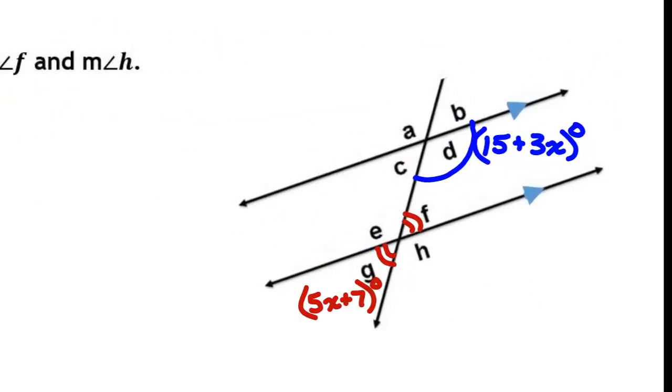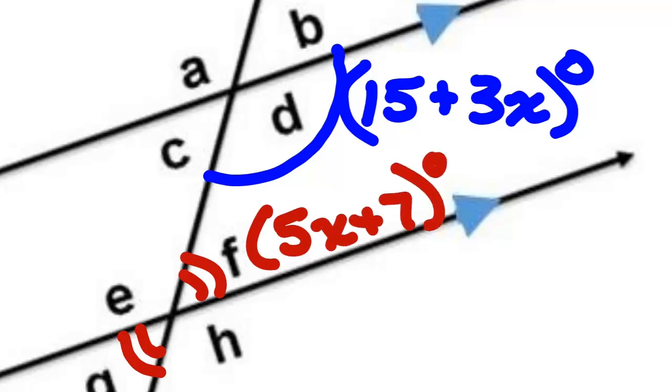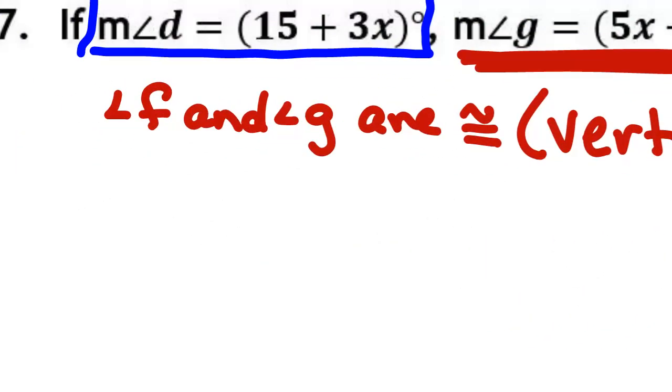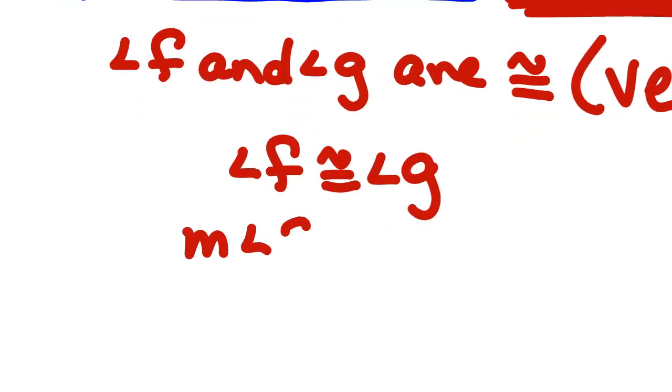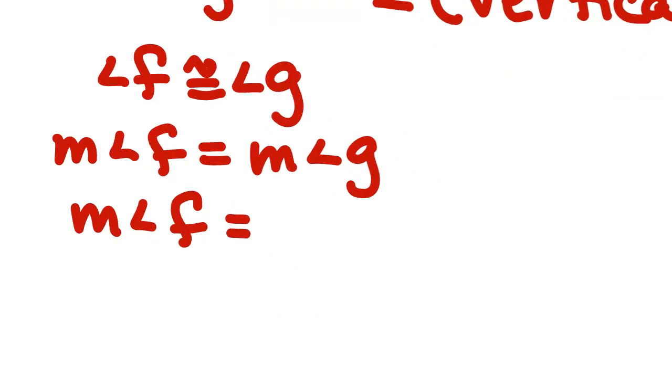So if they're congruent and G is 5x plus 7, then F would also be 5x plus 7. All right, so angle F congruent to angle G. That means the measurement of angle F is equal to the measurement of angle G. So the measurement of angle F is equal to 5x plus 7. All right?